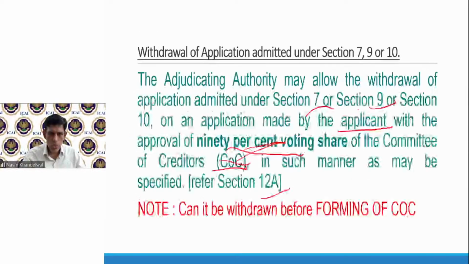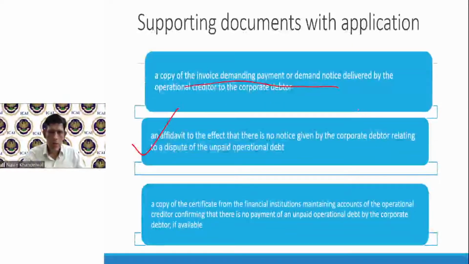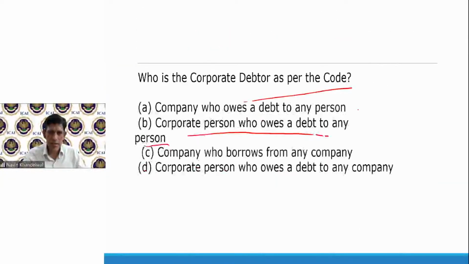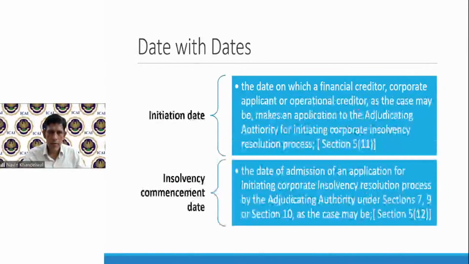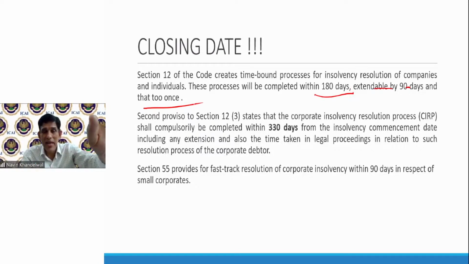So before we take a short break, just one last section which talks about the number of days. Section 12 talks about that this whole process, once the CIRP is admitted, should be completed within 180 days. And if required, it can be extended by 90 days, that too only once. Once you have to make an application. Extension will be given by NCLT.